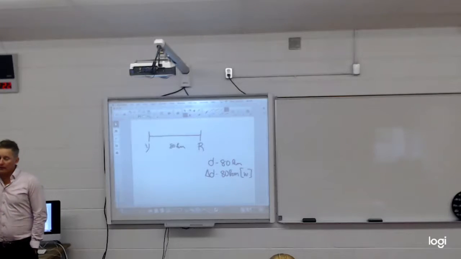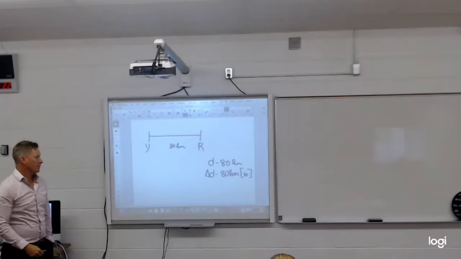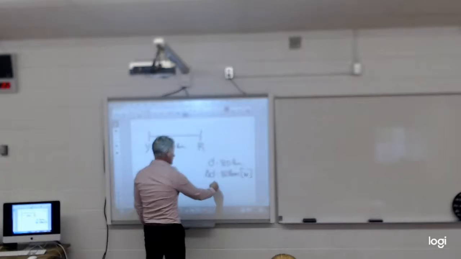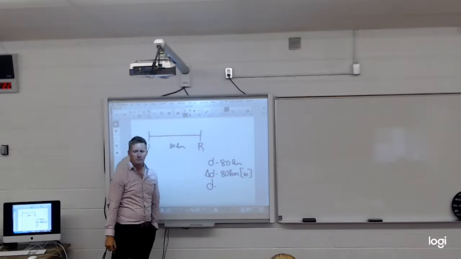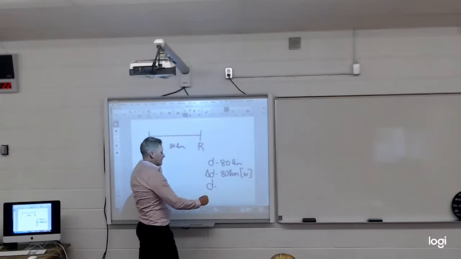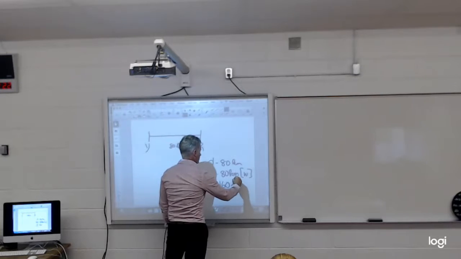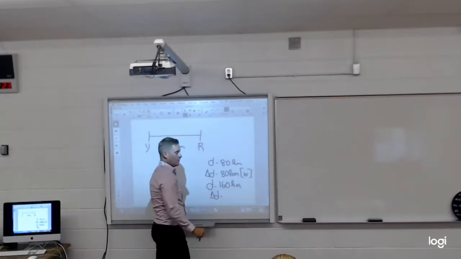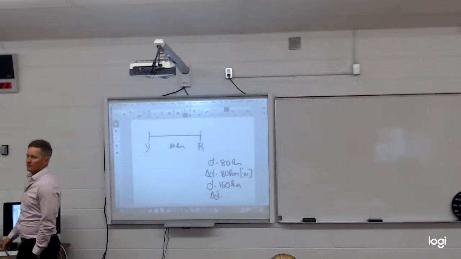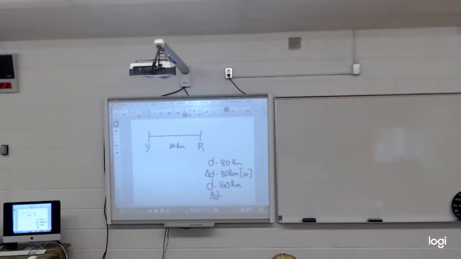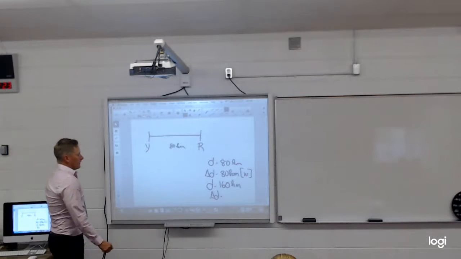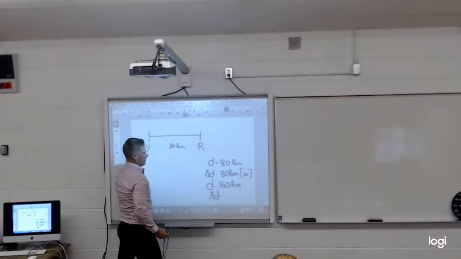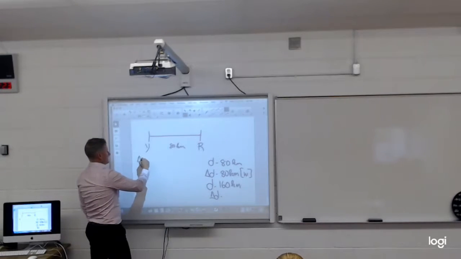All right, now let's say I go to Yorkton and I come back to Rollin. What is my distance traveled? 160 kilometers. What is my displacement? 0. What is it? 0 kilometers. All right, so I heard 80 and I heard 0 and I heard 160.